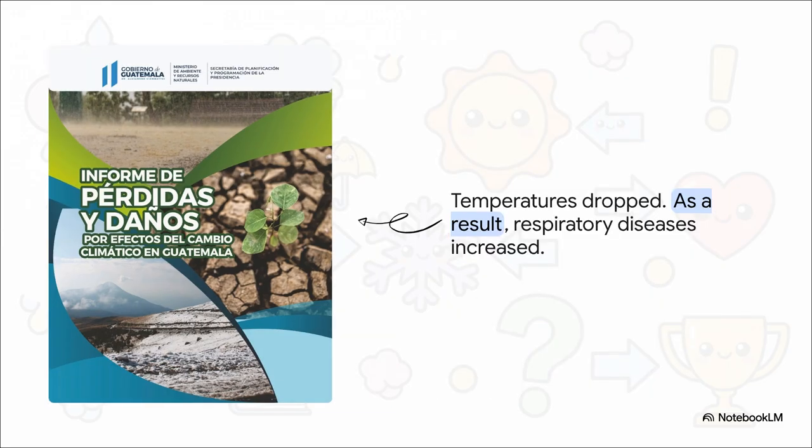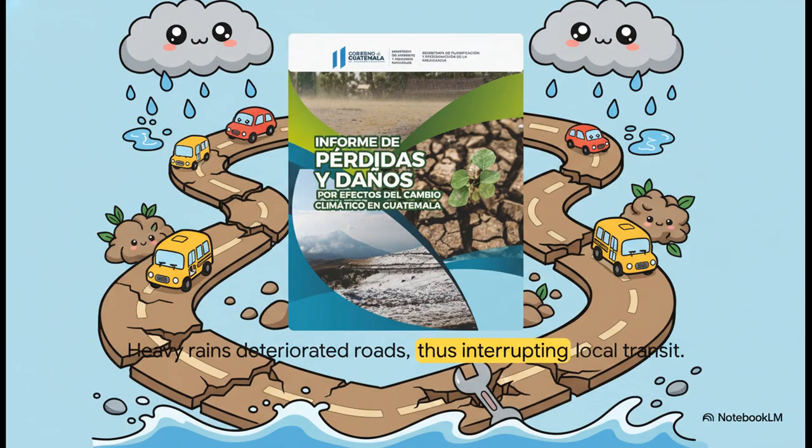The reports also note a really tragic effect that extreme cold has on public health. Let's practice our punctuation with this one. Temperatures dropped below freezing. As a result, respiratory diseases increased among vulnerable populations. We have two completely independent thoughts here, so we separate them with a period, capitalize as a result, and immediately follow that connector with a comma. Grammatically flawless.